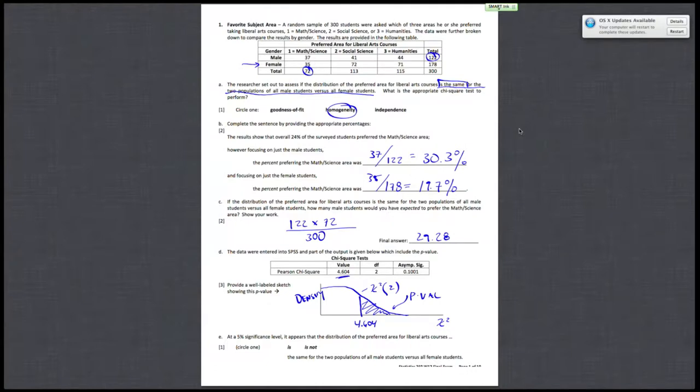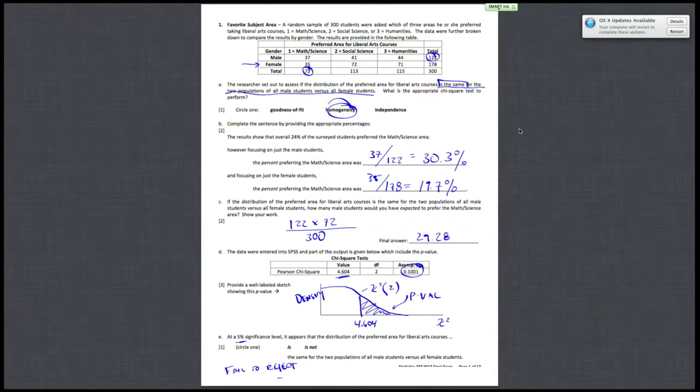Okay, great. Letter E says, at a 5% significance level, it appears that the distribution of the preferred area for liberal arts courses is or is not the same for the two populations. Well, my p-value was 10.01%. That's greater than my alpha of 5%, so that means I'm going to fail to reject. The trick here is that I have to remember, what is my null hypothesis?